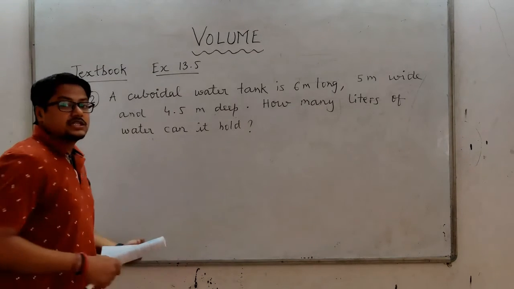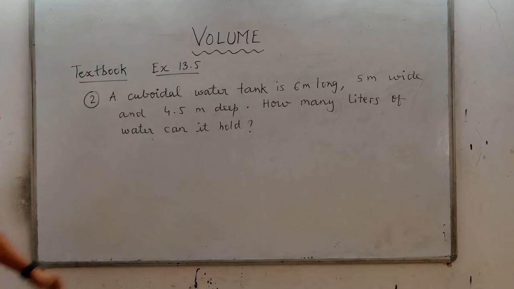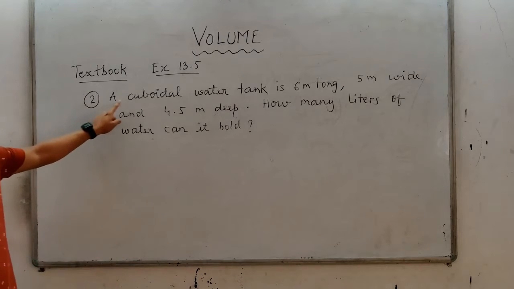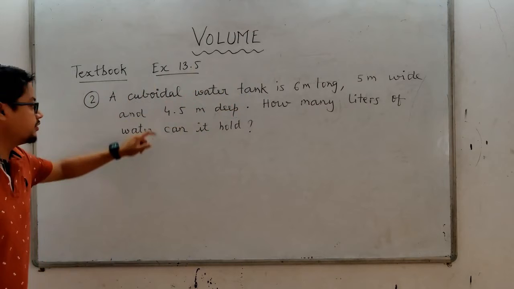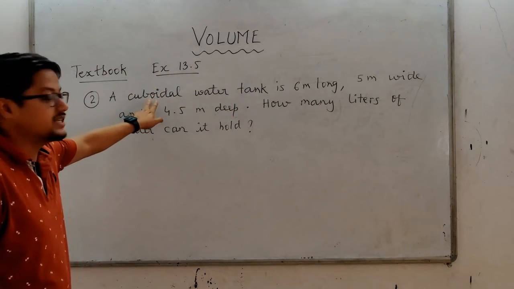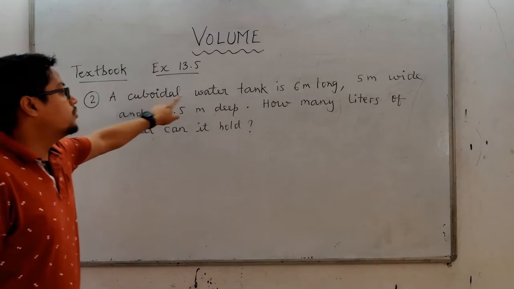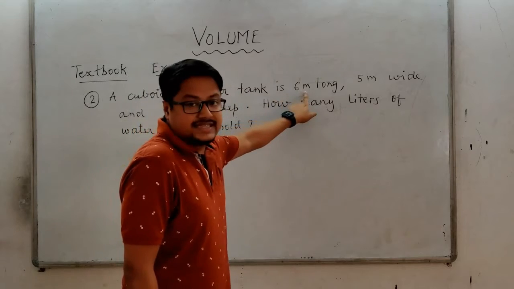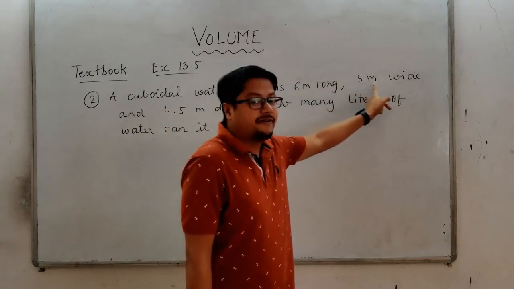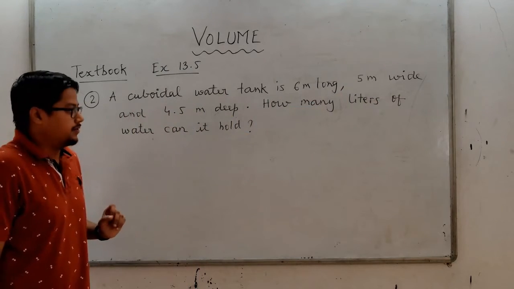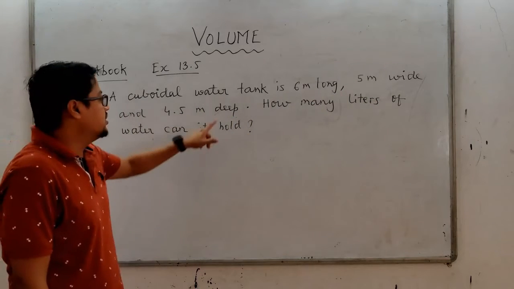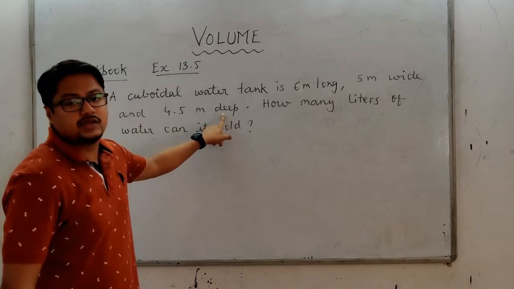Students, let us see the second question from the exercise. I would like to read the question first. A cuboidal water tank. Mark my words, it is already given in advance in the question that the shape of this thing is in the form of a cuboid. A cuboidal water tank is 6 meters long, 5 meters wide, and 4.5 meters deep. Now, in case you have some confusion, depth can be taken as equivalent to the height.